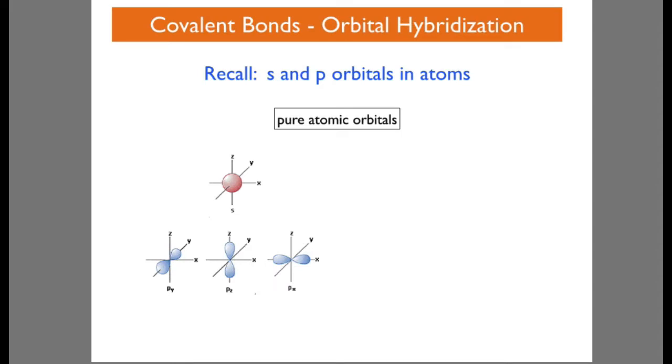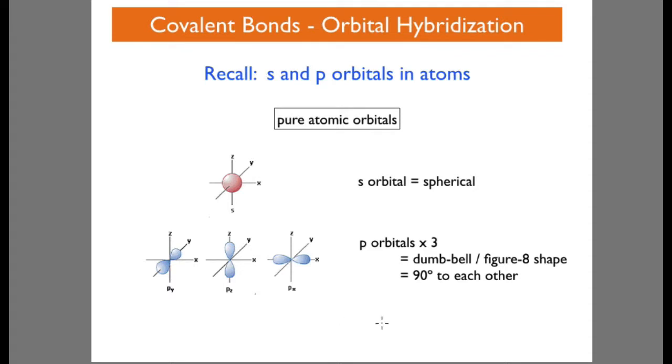Okay, covalent bonds and orbital hybridisation. If you recall s and p orbitals in atoms, pure atomic orbitals look like this. We've got the spherical s orbital here, and the three p orbitals that look a bit like dumbbells. These p orbitals are at 90 degrees to each other, and you can draw them on this plane as we do.